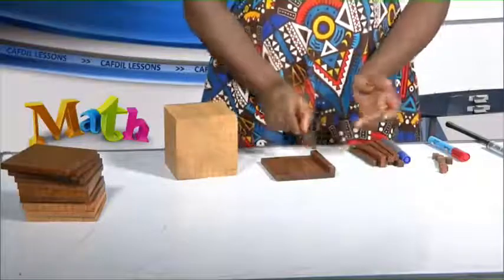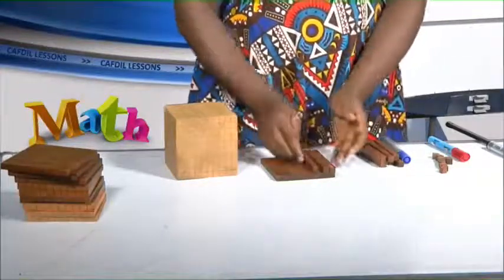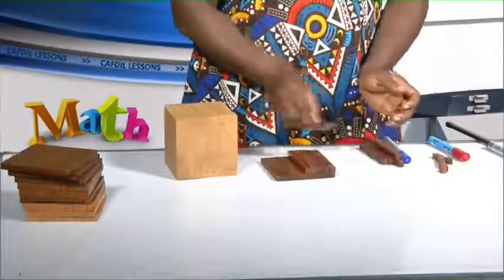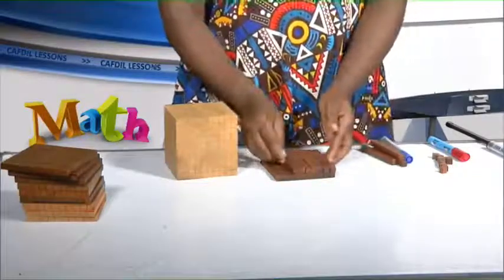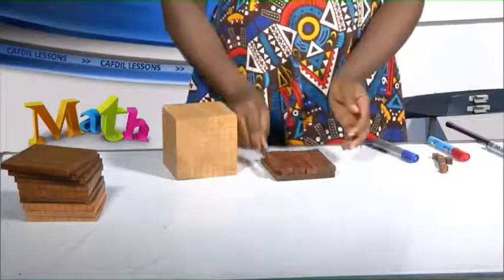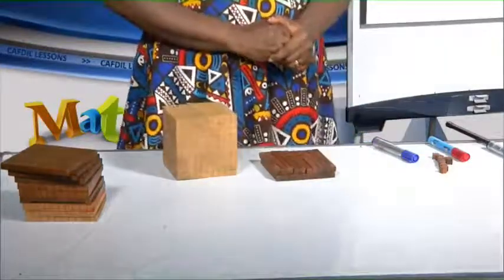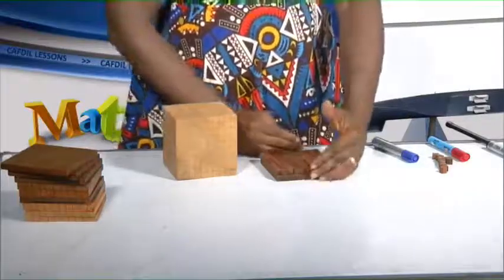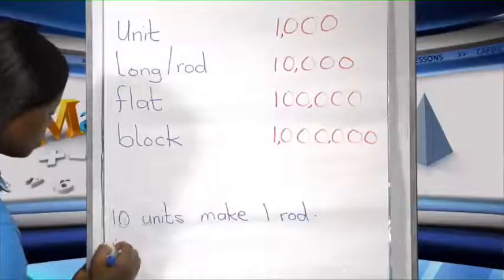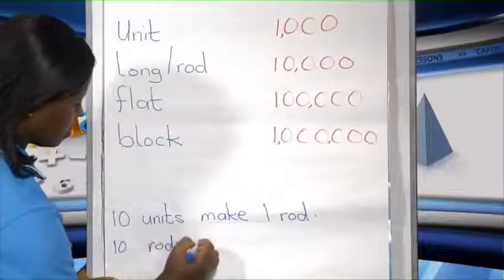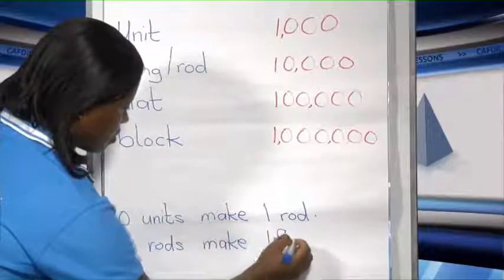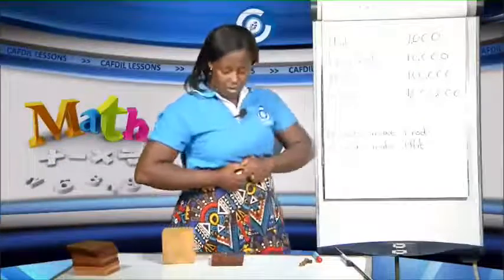1, 2, 3, 4, 5, 6, 7, 8, 9, 10. You see, 10 of the rods were able to fill the place. So 10 rods will make one flat.